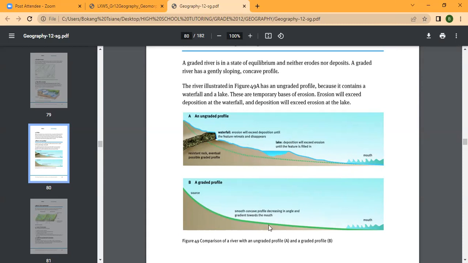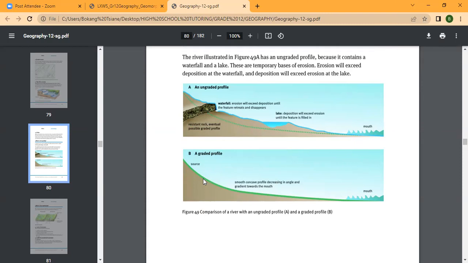So the explanation that we give now: why do we have a smooth concave profile? It is because river grading occurs. Because if you check here, we have our water table at this level. We have sediments here, and we have a lake here. We have sediments here. And then we have a resistant rock, which is graded. So if the rock is eroded, then over time we're going to have a graded profile from an ungraded profile.